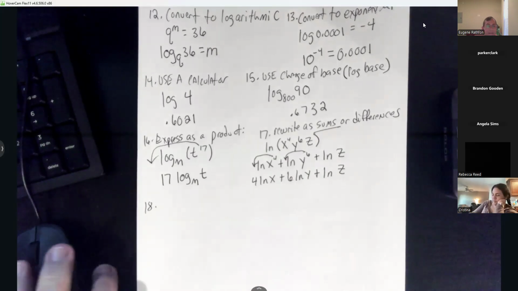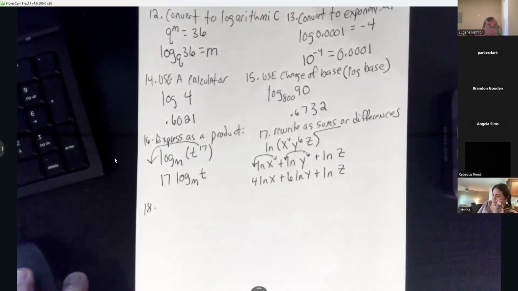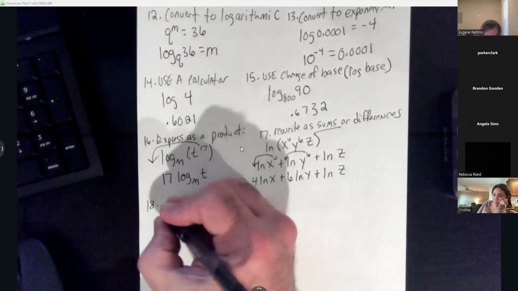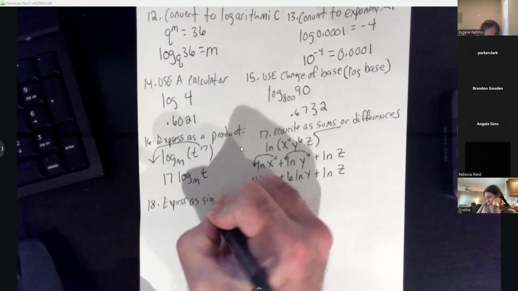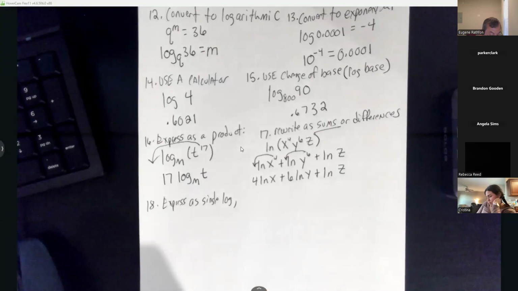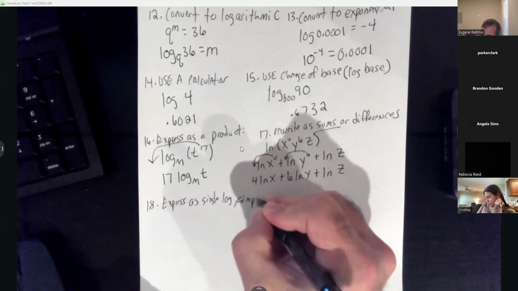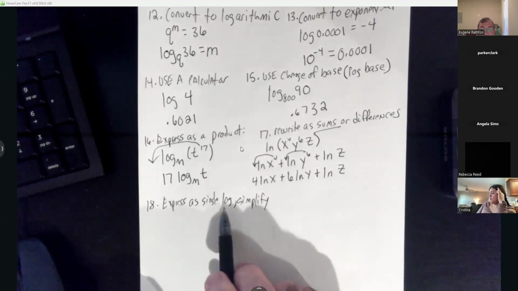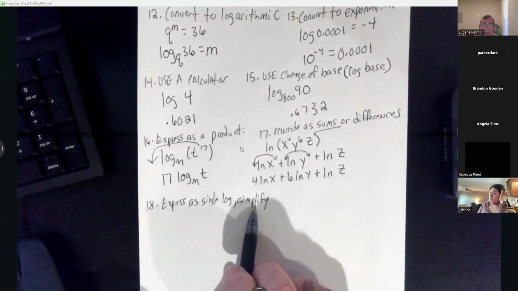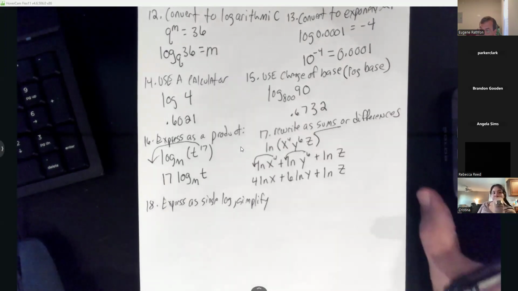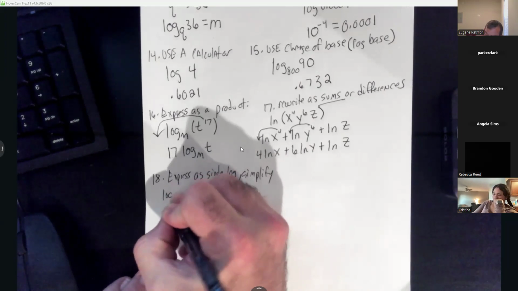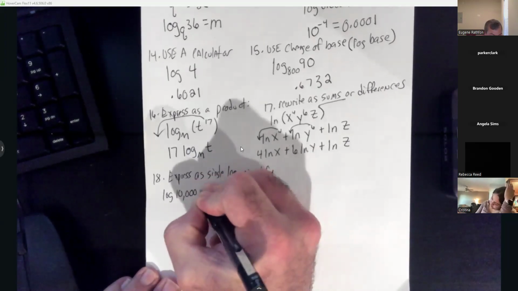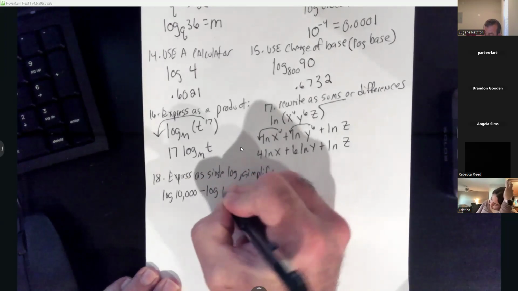All right, y'all, 18. Let's see what 18 has for us. 18 says express as a single log, and if possible, simplify. So I'm pretty sure since they're saying that, this one is going to probably simplify a little further, okay? So y'all, let me break out 18. I got a log of 10,000 minus a log of 10.